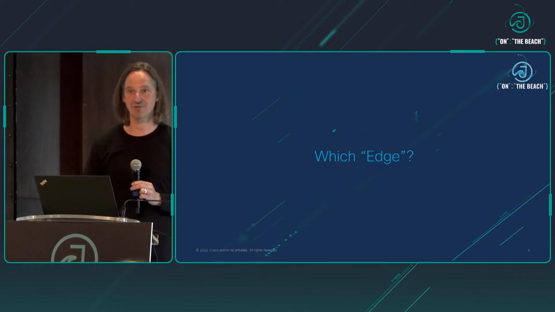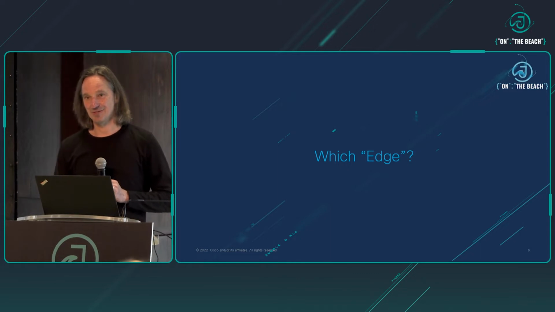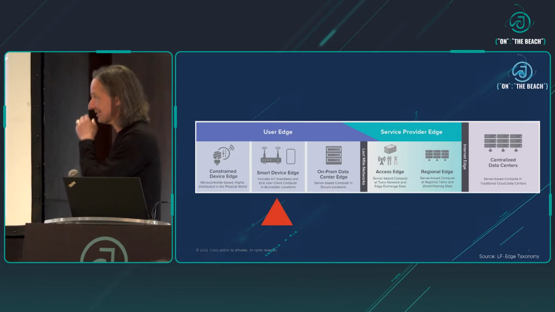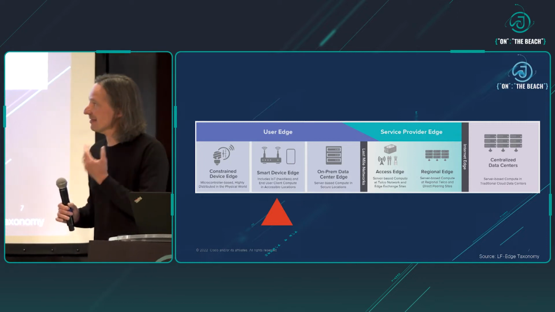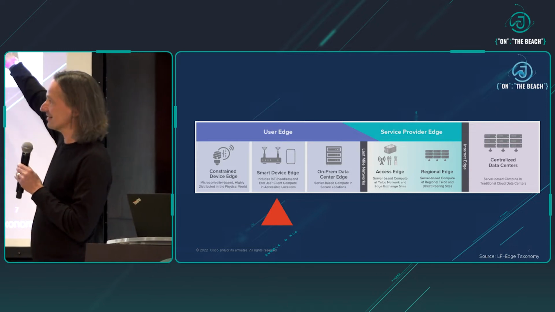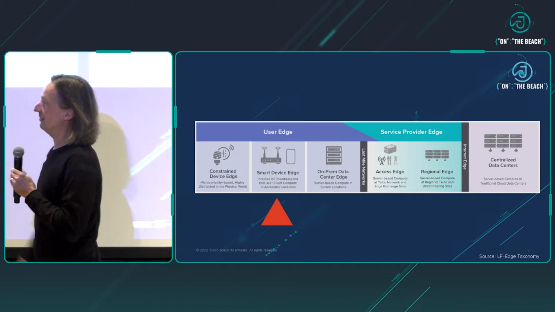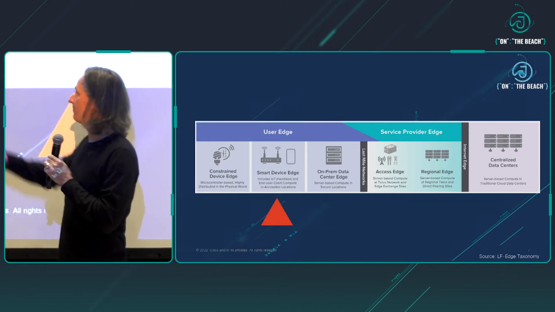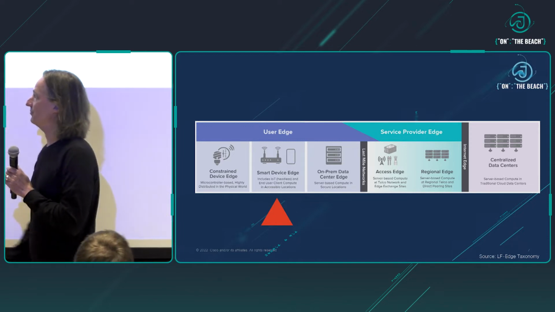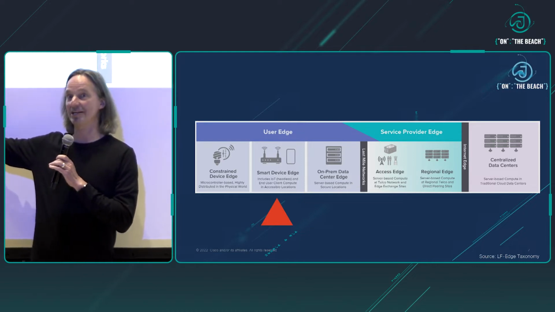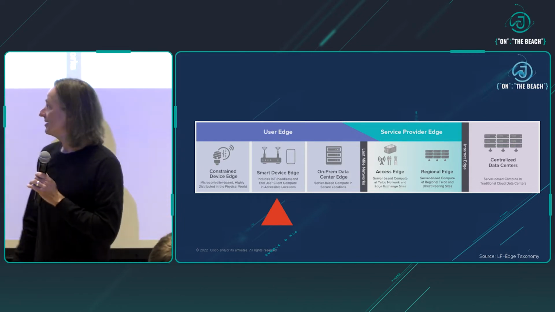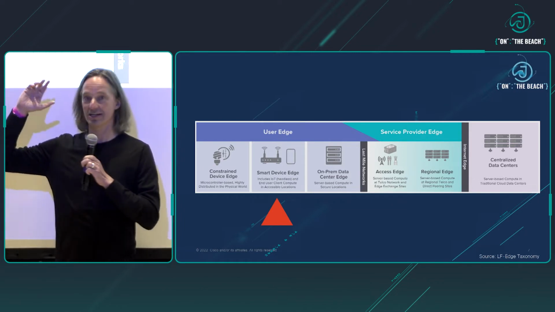But yeah, Edge, which Edge? Your Edge might be my cloud. So let's go with the Linux Foundation taxonomy, because I think that's quite helpful. They have this thing that starts all the way from centralized data centers, which is clearly the cloud, all the way to constrained device edge. What I'm actually interested in focusing on is what we call the smart device edge, and from a Linux Foundation nomenclature perspective, smart device edge is something that is user-facing client compute.